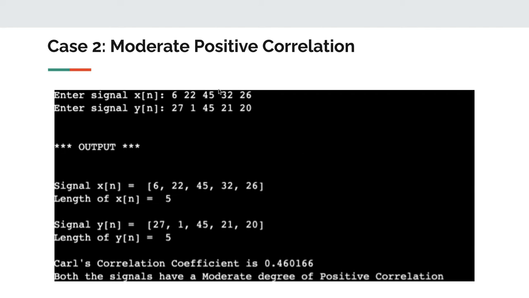Next, we have a moderate positive correlation. In this, if you notice, the first signal increases in value, then decreases, whereas the second signal decreases first, then suddenly increases, and then decreases. So it is showing similarity only in the second half of the signal, and thus it is showing a moderate positive correlation of 0.46.